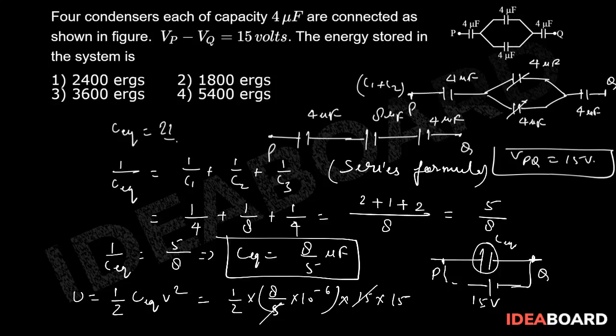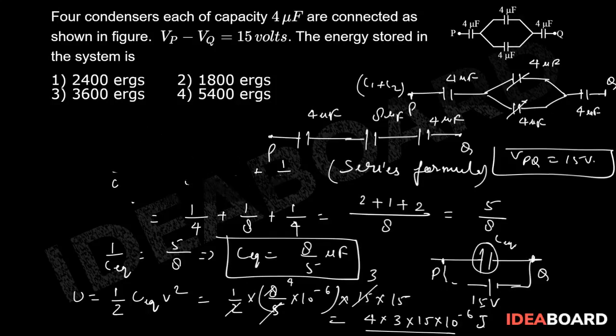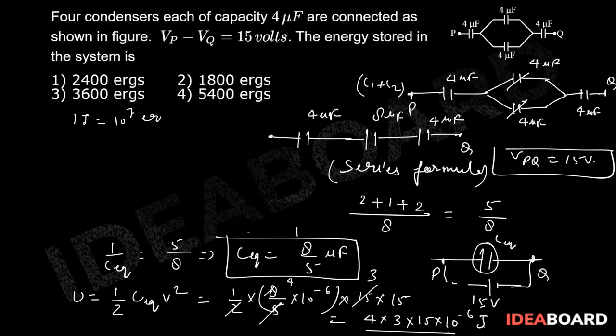So this will be 5 into 3. This will be 4. So the net is coming out to be 4 into 3 into 15 into 10 to the power minus 6 joule, right? Now we want the answer in ergs, right? So we know pretty clearly that 1 joule is going to be 10 to the power 7 ergs, right? This is the standard format. This is the SI unit, this is the CGS unit, right?